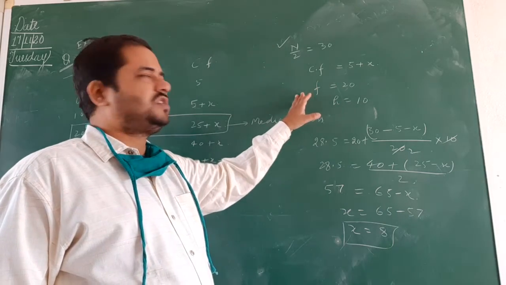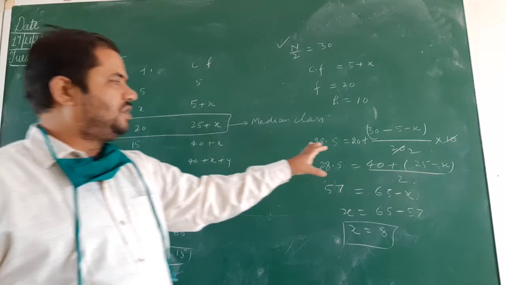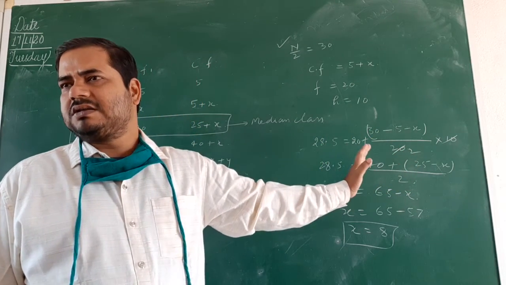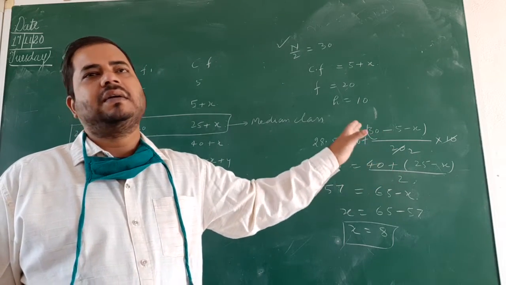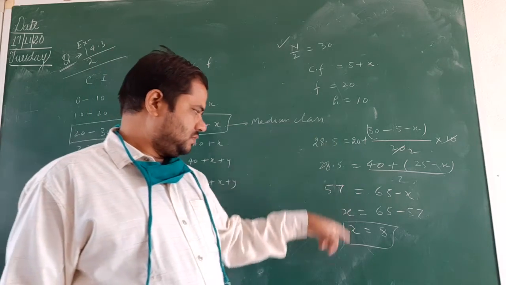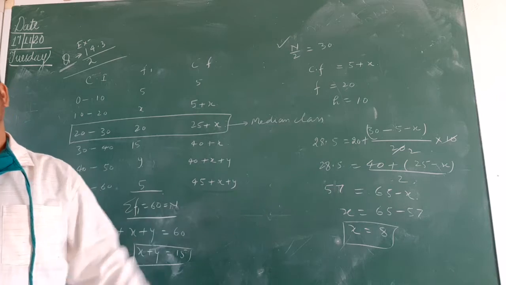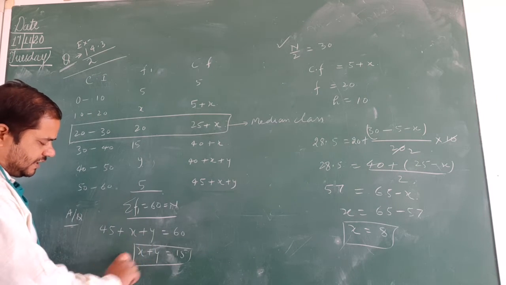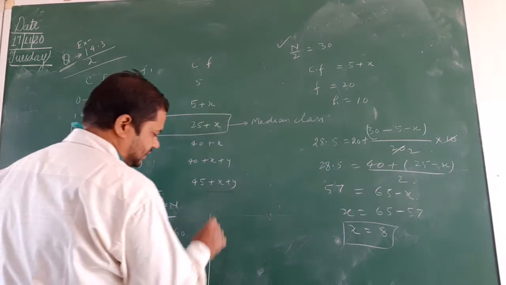F is the frequency of the median class. Everything is given there, and we put this in the formula. Which one? Median is equal to L plus n by 2 minus CF divided by f, multiplied by h. We put in this formula, we will get the value of x as 8, and put this value of x here, we will get the value of y as 7.